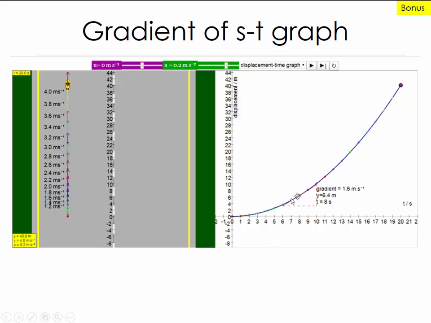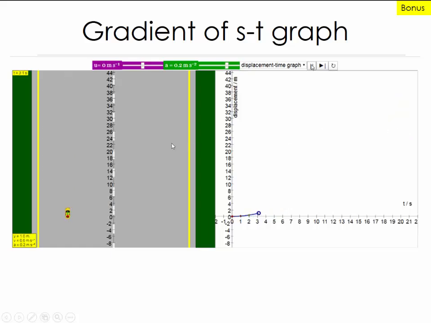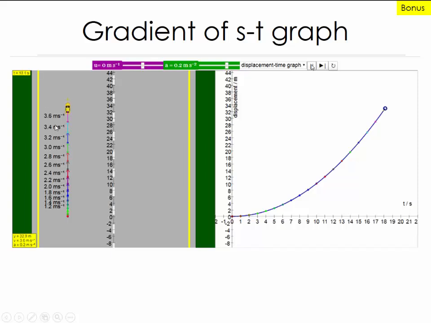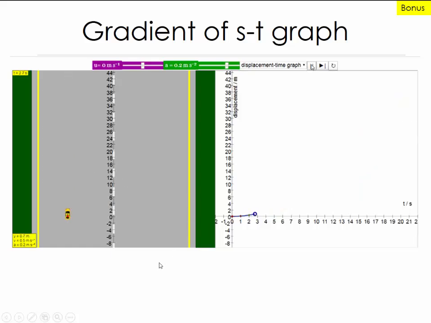Okay, and if you draw a tangent at different points to find the gradient at that point, you find that the gradient actually corresponds to the velocity of the car at that time. Okay, so now gradient 1.2, 1.4, 1.6, right? It is same as the velocity here. So in other words, the gradient of a displacement time graph represents the velocity.